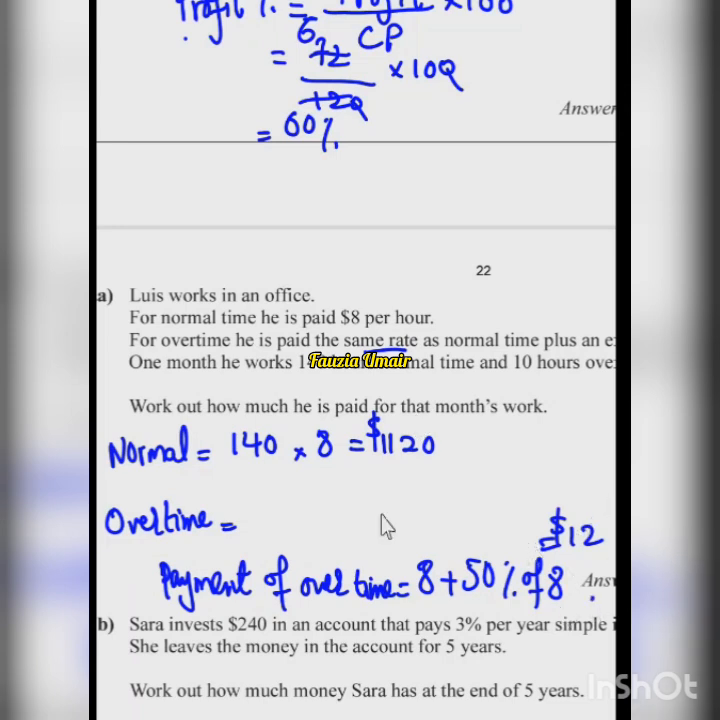All right. So now you will say 10 are the extra hours, and you will multiply it with 12. So he's getting $120 for overtime. So the total pay would be 1120 plus 120. So it would be $1240. So he's getting 1240 as his monthly payment.